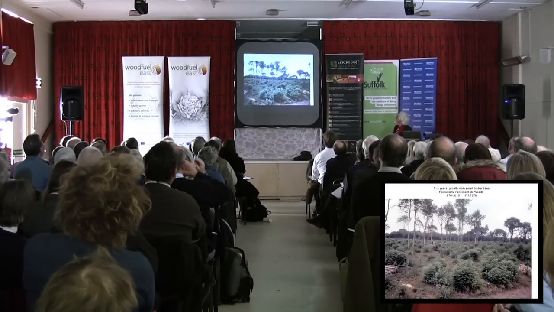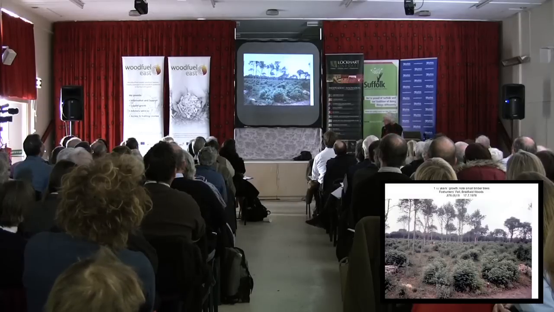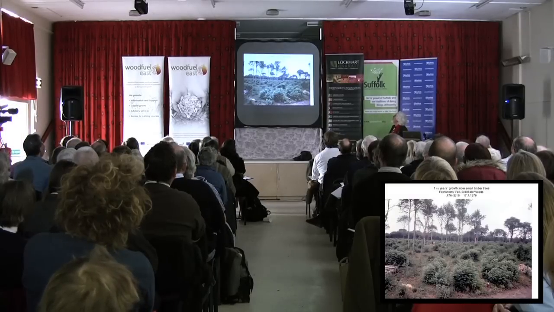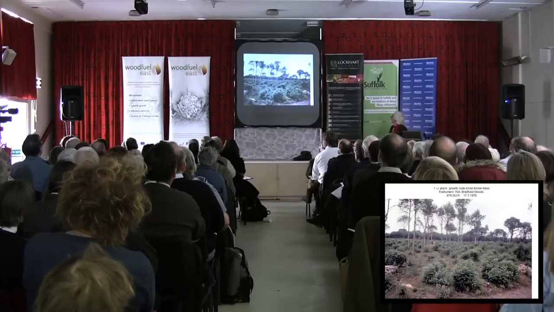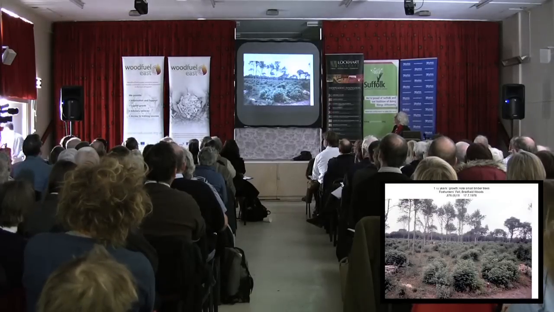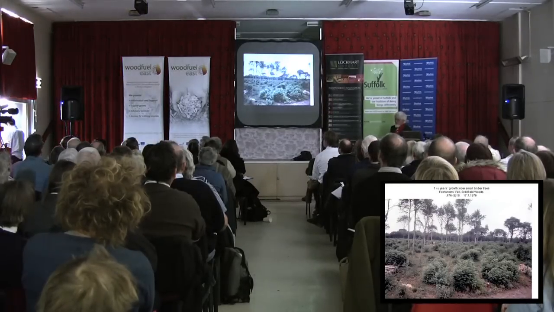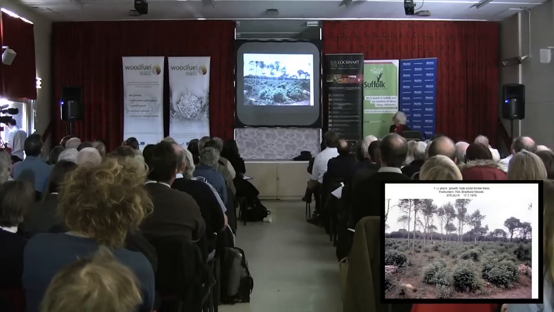So that's getting on. That last picture was three-quarters of the way through the first year. This is 1.5 years' growth of predominantly ash coppice. And notice the large number of small timber trees, which are oaks.